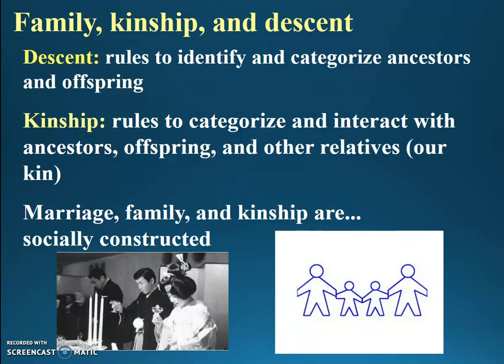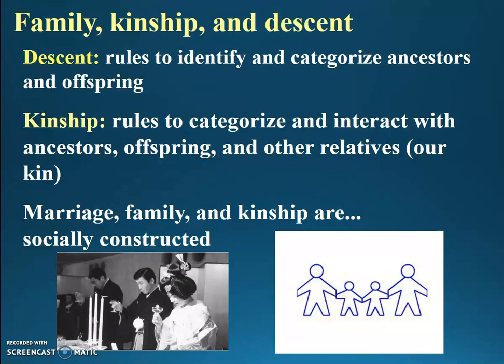So let's talk about just some of the definitions. Descent refers to rules to identify and categorize ancestors and offspring. And that leads us to this idea of kinship, which refers to rules to categorize and interact with ancestors, offspring, and other relatives, or our kin. And this, in turn, plays a big role in creating personal identities and structuring marriage and families.